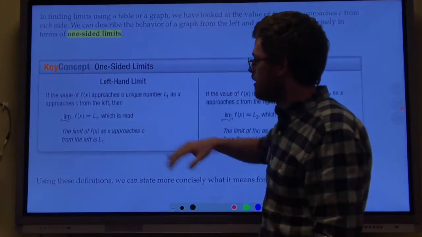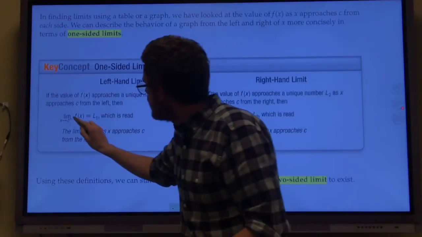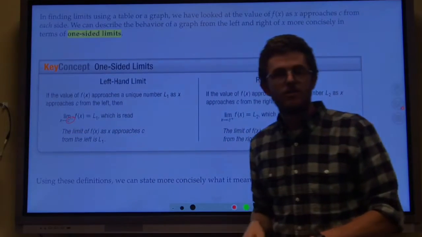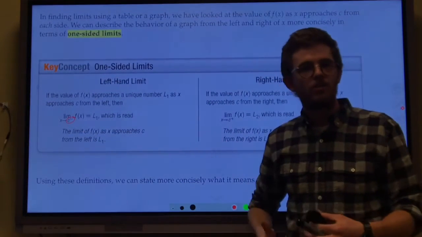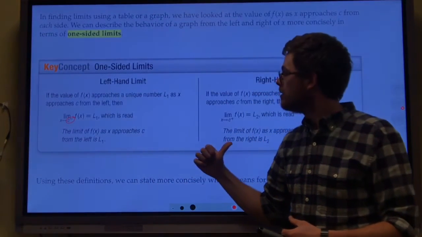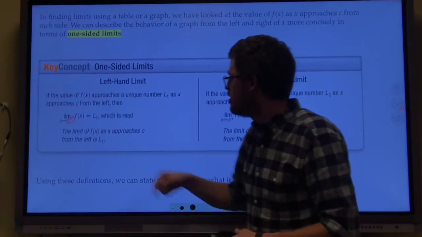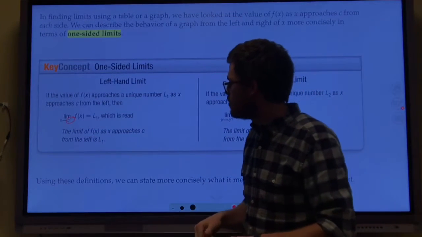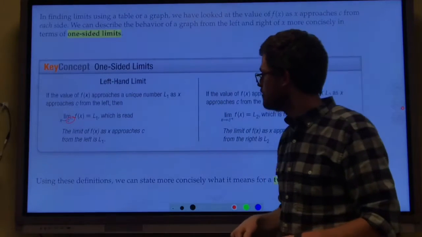The left hand limit, which is denoted, notice, with x approaches c negative, is saying what is x approaching as c comes in from the left side. It's read as the limit of f of x as x approaches c from the left.